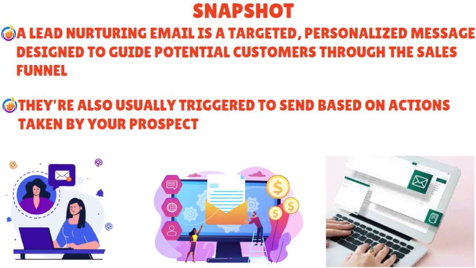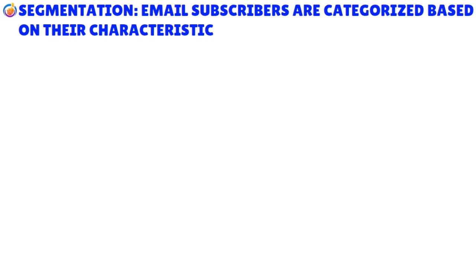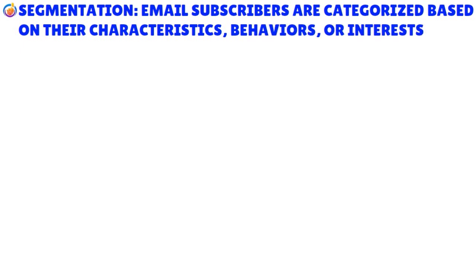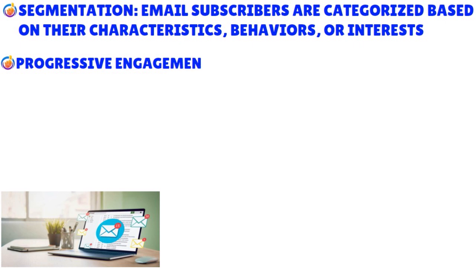So you have the trigger. Your prospective customer takes a specific action, such as signing up for your email newsletter or leaving your website without purchasing. So that's the trigger. Next, you have segmentation. The email subscribers are categorized based on their characteristics, behaviors, or interests, and these segments can then be used to deliver relevant content. And you have automated delivery, so emails are sent automatically at predetermined intervals or in response to specific actions taken by the lead.